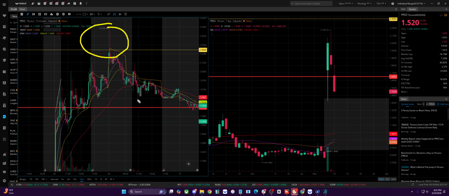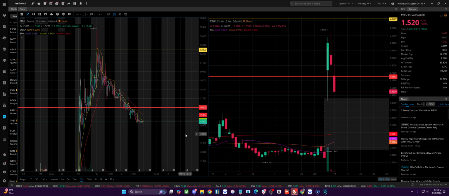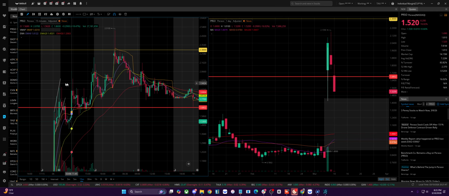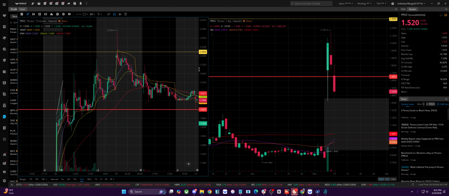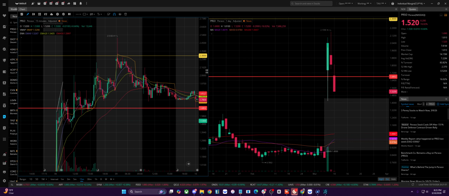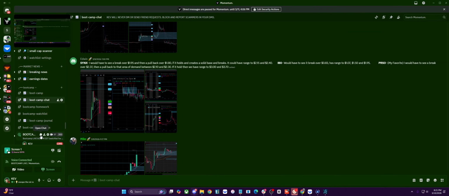Right, so it's just mega, mega extended. Super, super duper extended, right? And so we can't really expect it to continue higher where it has nothing to base off of, right? It's super, super extended. And so these are really dangerous setups whenever you're looking for that day 2 move. So again, something to think about there.